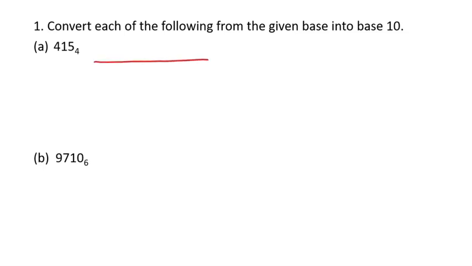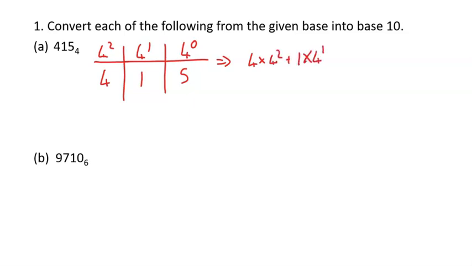So we know we're after base 4 here, and we've got 3 digits. So I'm going to set up a table with 4 to the power of 0, 4 to the power of 1, and 4 squared. And in here, I'm going to place the digits 4, 1, and 5. So what this tells me is then to turn it into base 10, I'm going to do 4 times 4 squared, plus 1 times 4 to the power of 1, plus 5 times 4 to the power of 0. And I'm just going to do this calculation, get each of these numbers, and add them together.